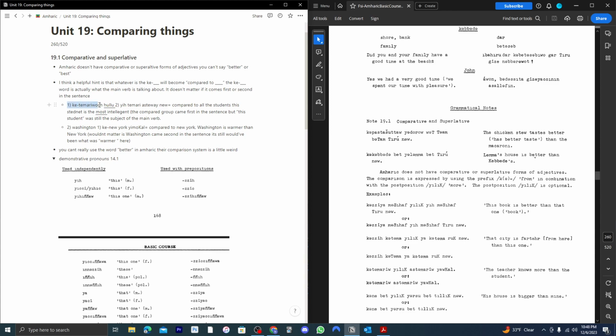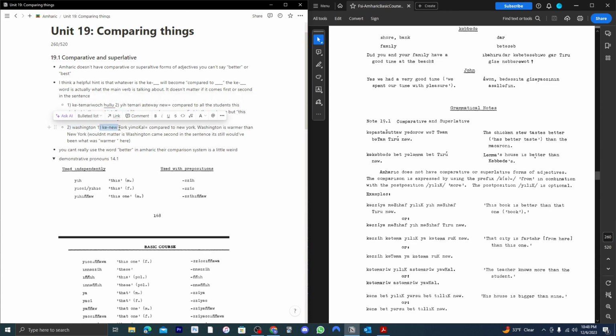So ka tamari woch here came first. Yihe tamari is the thing that's being compared to the students. Hulu is something that's going to come later. I should not put it here actually, but this would be like compared to all the students. Yihe tamari, this student, I know is the best one, like he's the smartest. Compared to all the students he is the most intelligent, right?